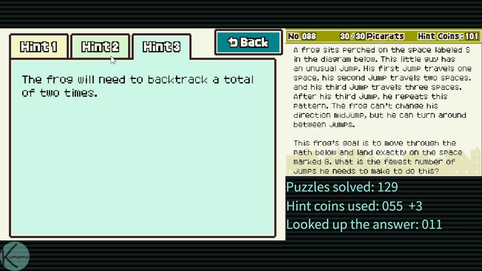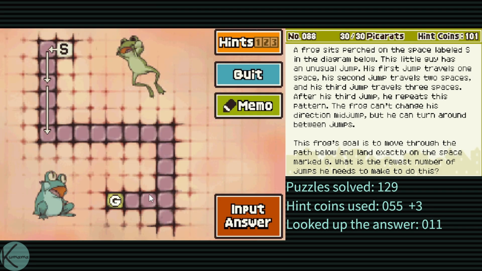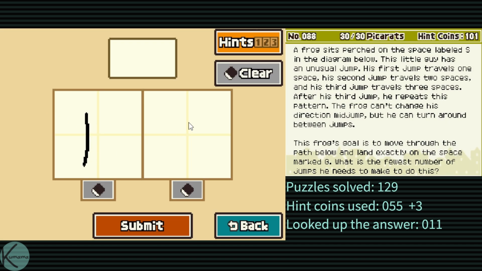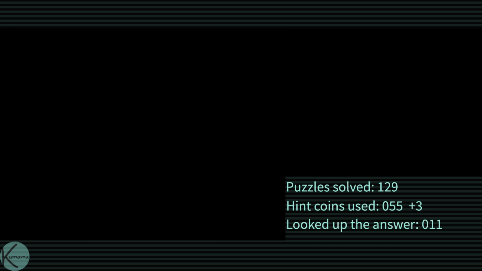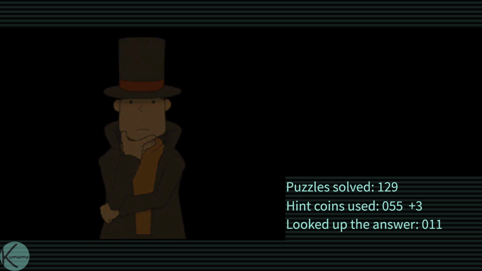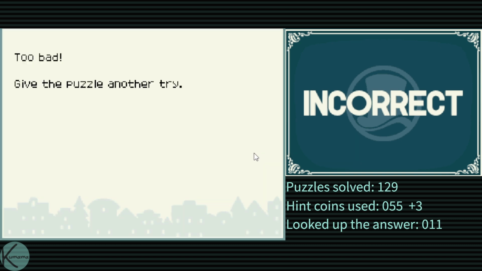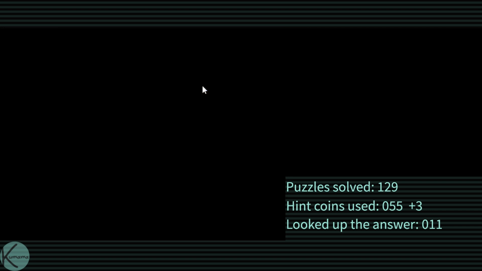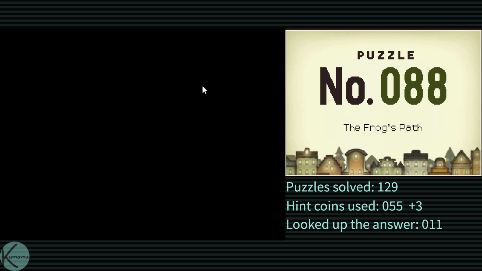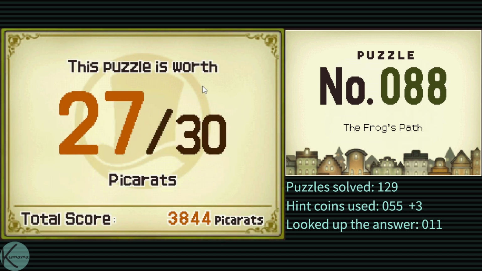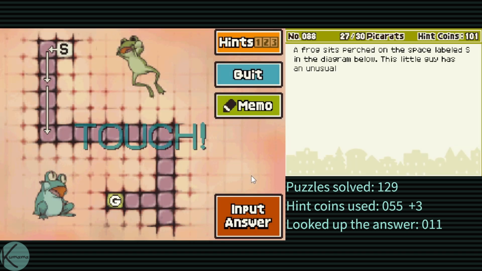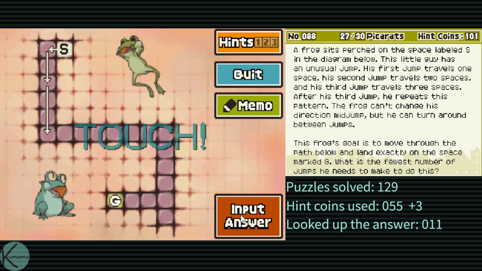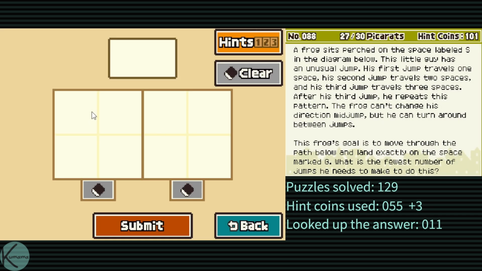Frog will need to backtrack a total of 2 times. Well, 15 is what I said, and it's wrong, but here we go. My little brain can't picture this. I don't know the rules. Well, I suppose you can't win them all. I can't visualize it. I don't know the rules exactly. Okay, the internet says 12. 12 jumps. I was 3 jumps off.